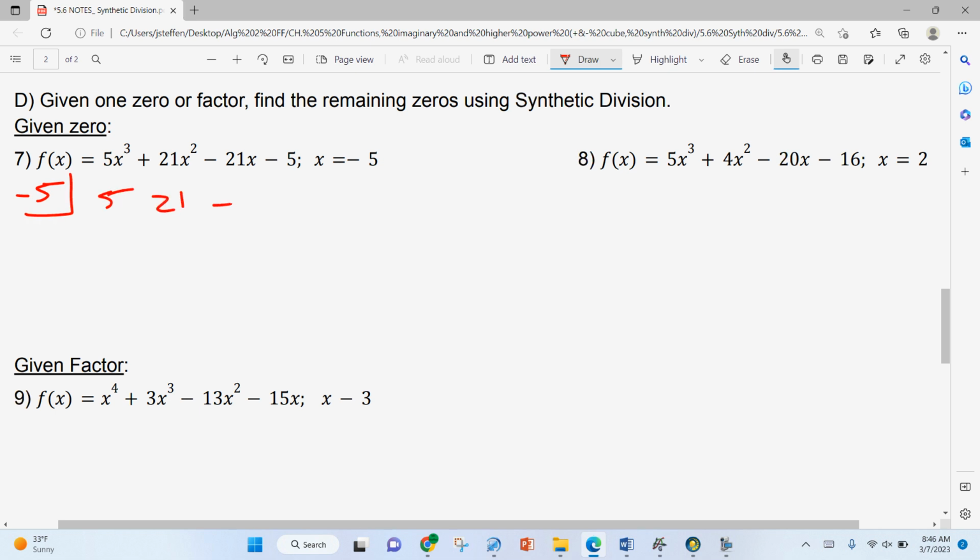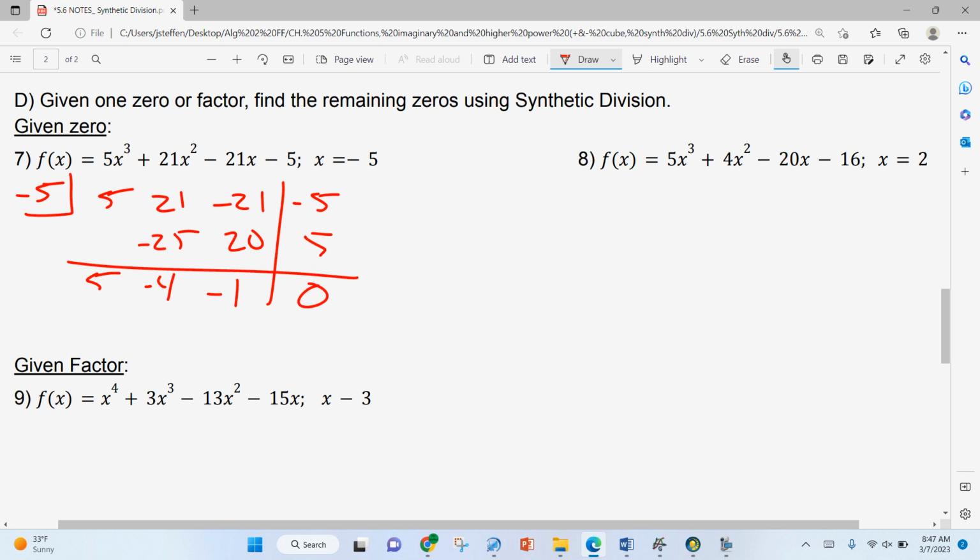21, negative 21, negative 5. Make sure you have all your exponents: 2, 1, 0. So we're good. Division part. 5 down. Negative 5 times 5 is negative 25. Negative 4. Negative 5 times negative is positive 20. Add those together, get negative 1. Negative 5 times positive 5, which gives us 0.